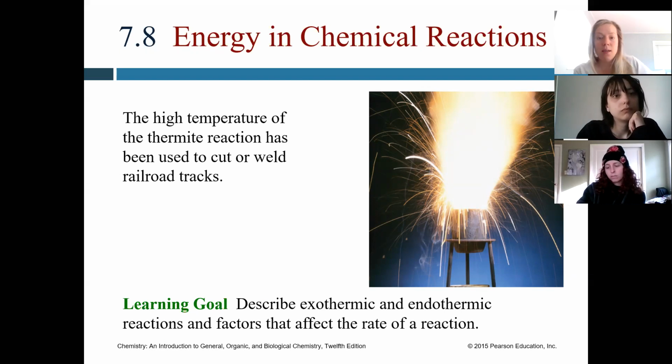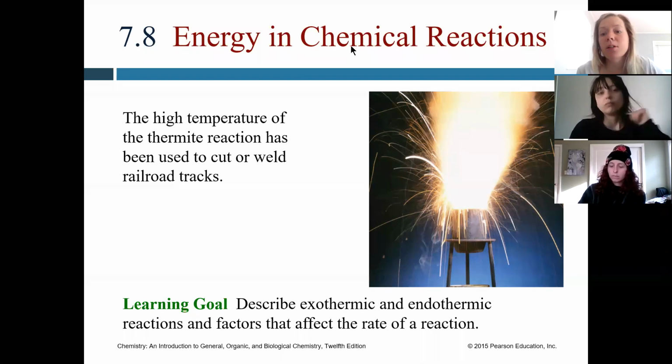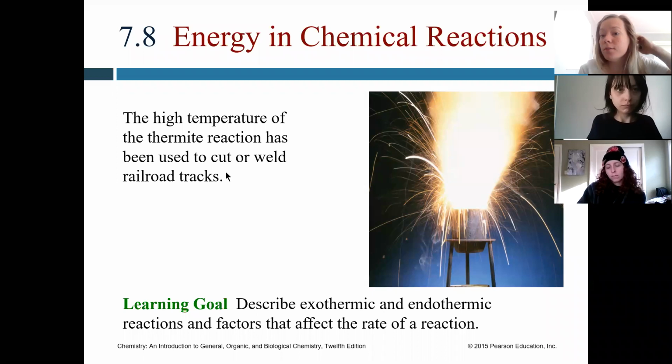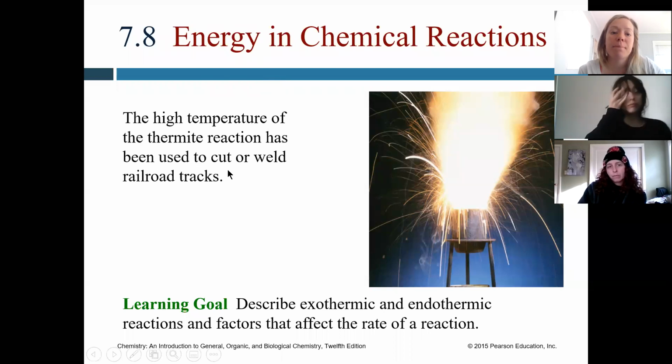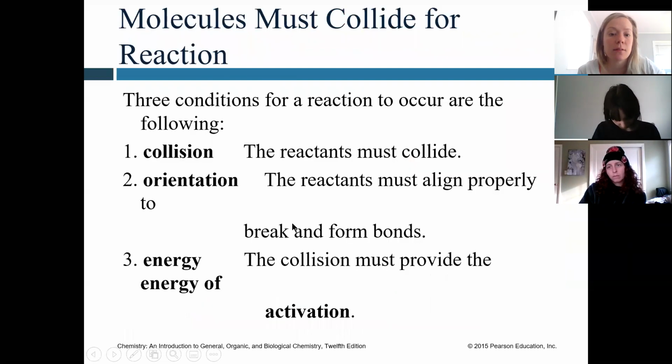All right, the last thing that we are going to talk about is energy in a chemical reaction. So thus far, we've only talked about mass in a chemical reaction, like if I have this much of one thing and this much of another, how much will I get at the end? Well, there's another thing that happens, and that is energy that's created in a bunch of different ways: heat, light, different sorts of things. Thermite has a reaction that produces a lot of heat, a very, very high temperature, so high that it can weld and cut railroad tracks.